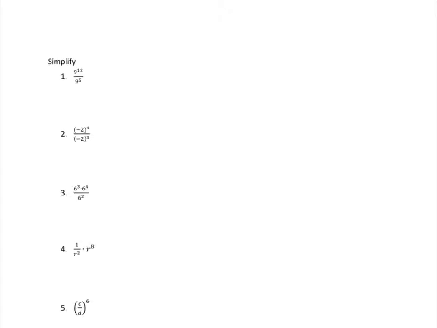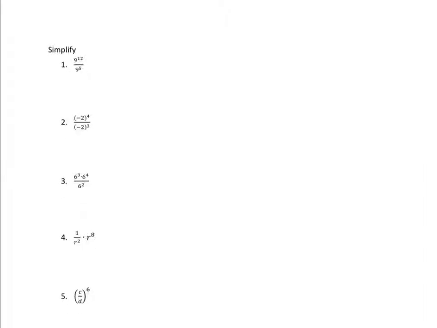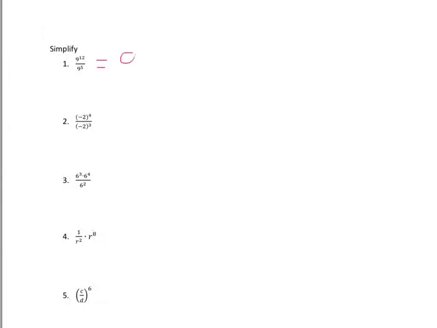So we'll jump right into the examples here. To simplify all of these, we've got 9 to the 12th over 9 to the 5th. Now remember, the quotient of powers, we've got the same base there. Both of them are 9, so you keep that base, and you take the top number and subtract the bottom number from it for the exponent. So 12 minus 5. So you've got 9 to the 12 minus 5 power. Simplify, and we've got 9 to the 7th power.